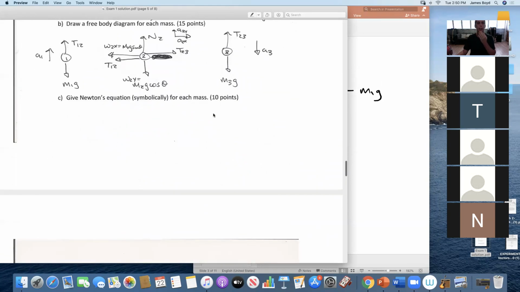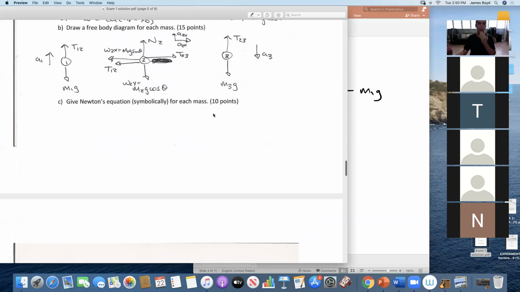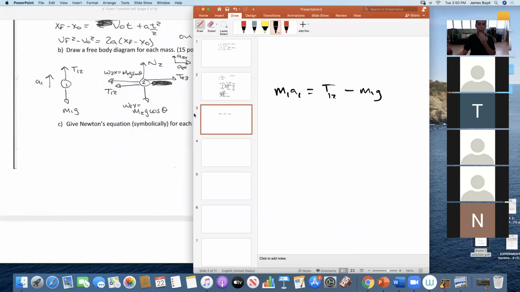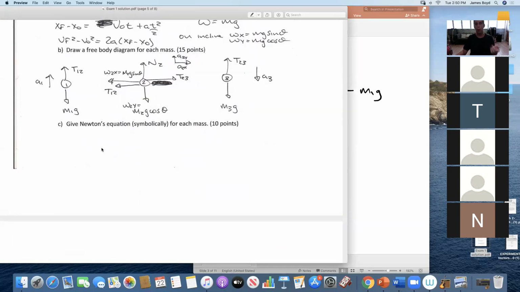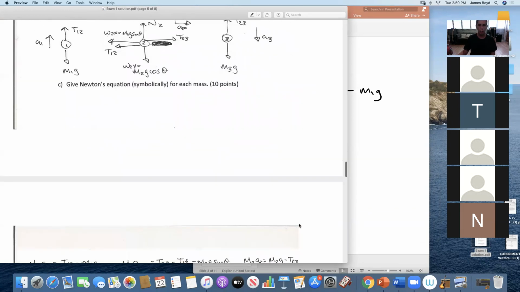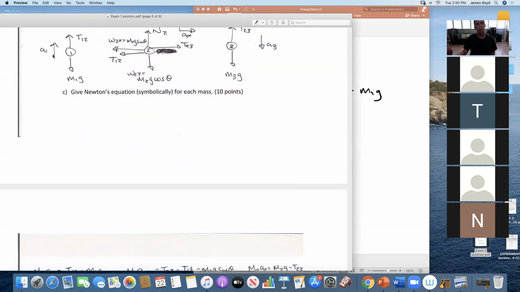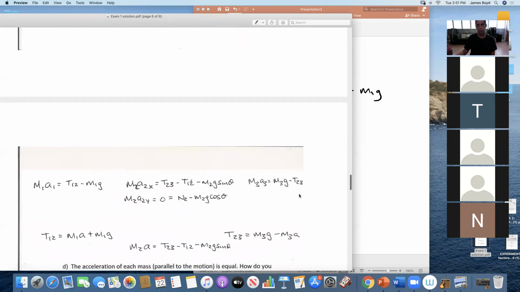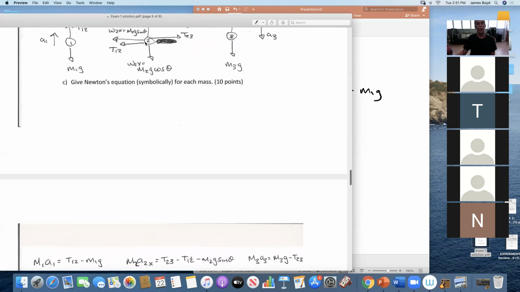Now, give Newton's equations symbolically for each mass. What I'm saying is give me these equations for each one and give them for Y and X. So for number 1, what you write is M1A1 is equal to T minus M1G. And M3A3 is equal to M3G minus T23 here and here. Then you do the X and the Y.